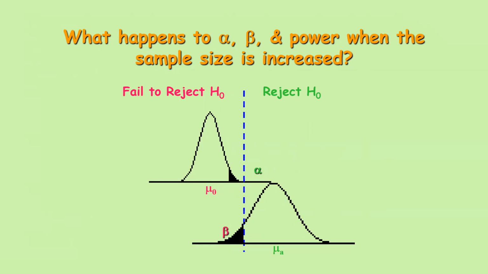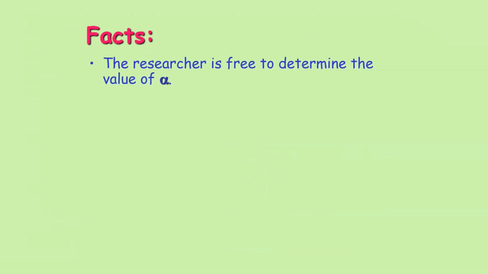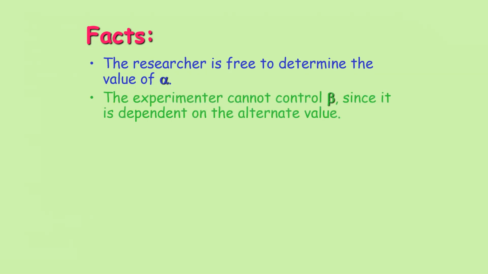As always, if our sample size increases, we're going to get more normal-like curves, tall and skinny, correct? So notice our alpha decreases here, as does beta. So the facts: the researcher is free to determine the value of alpha. Unless stated, you can choose 90, 95, 99 as our typical ones, but technically you could do any level. The experimenter cannot control beta since it is dependent on the alternative value.